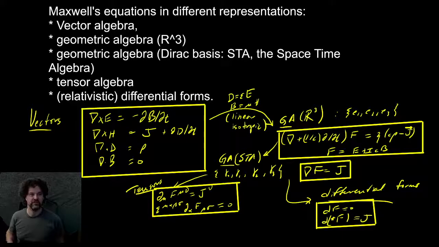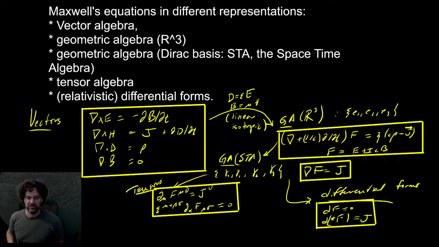This is the final video discussing Maxwell's equations in different representations. We started with the vector form of Maxwell's equations in matter. We restricted those to linear isotropic media, where we have a linear relationship between our D and E field and our B and H field. Then we formulated the Euclidean basis geometric algebra form of Maxwell's equation.